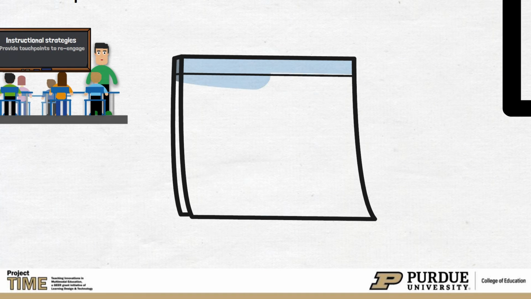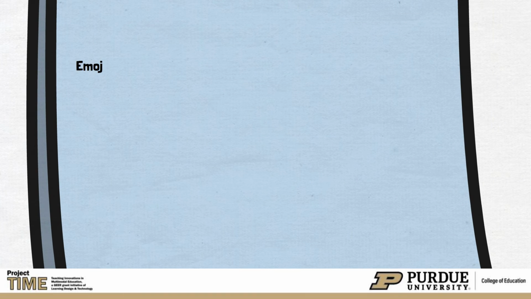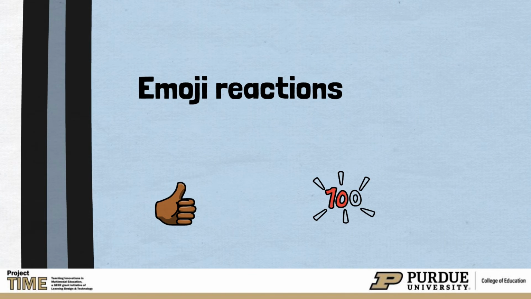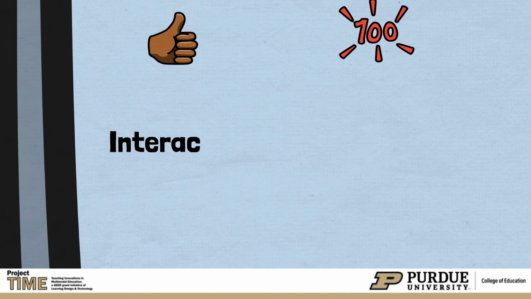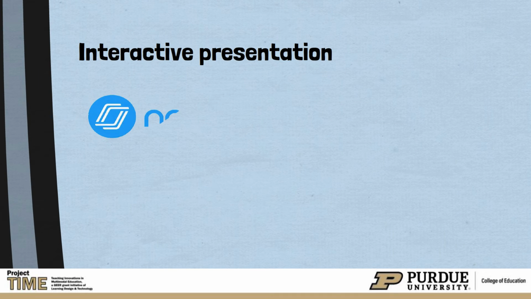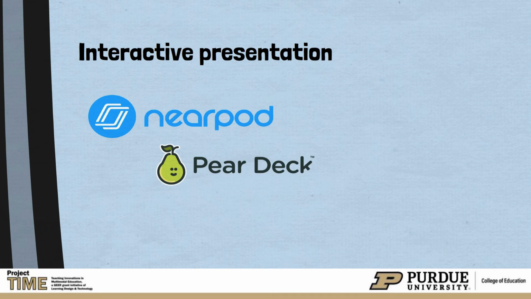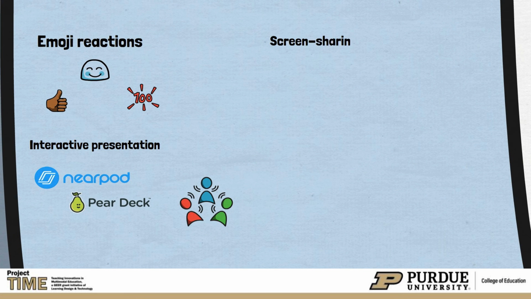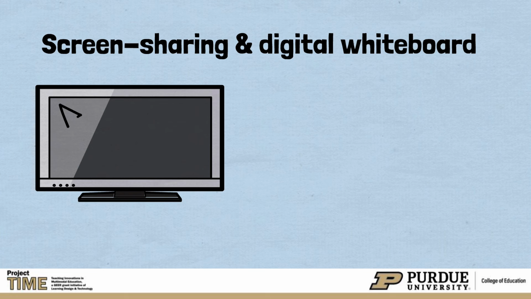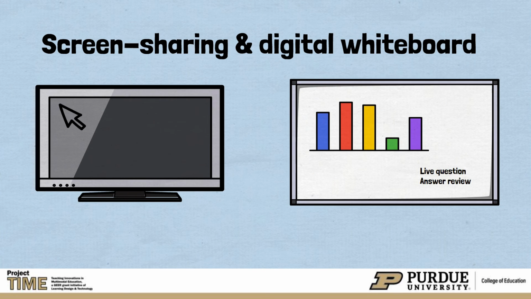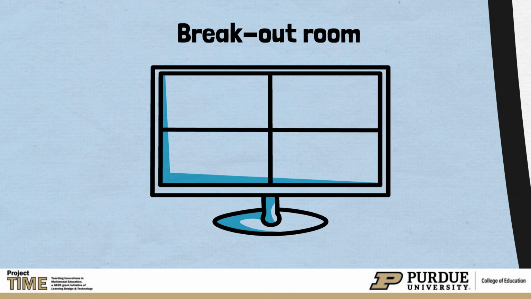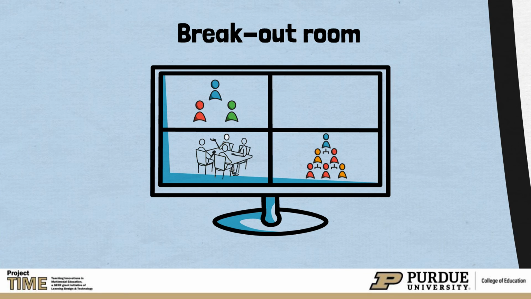Some instructional strategies that can be used during video conferencing are utilizing emoji reactions as means of student self-assessment and teacher informal assessment, utilizing an interactive presentation tool such as Nearpod or Pear Deck, during a live synchronous call to ensure that each student is viewing the same instructional content at the same time. Utilizing screen sharing or a digital whiteboard tool to show visual content during live question and answer review. And utilizing breakout room features to facilitate small group instruction so students can engage and connect with their peers.